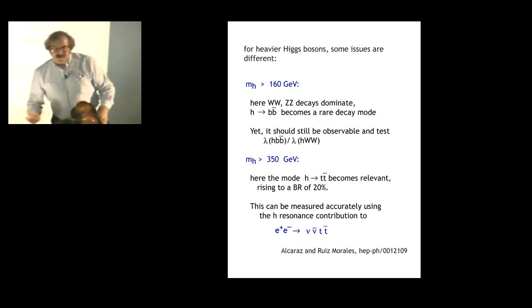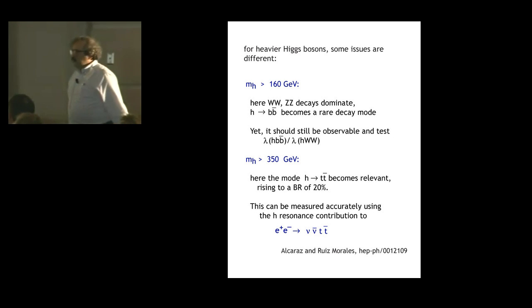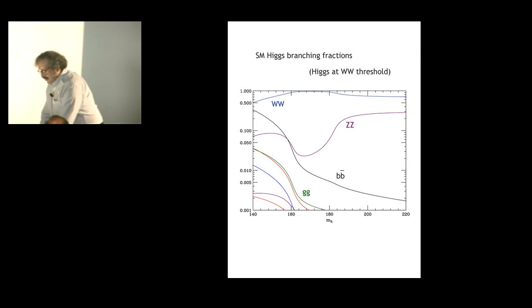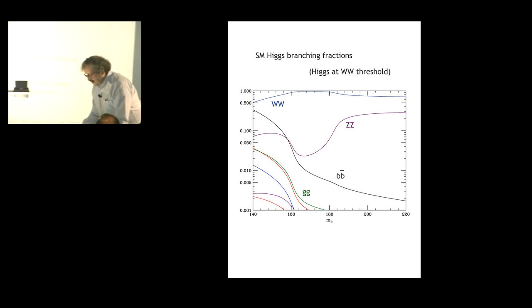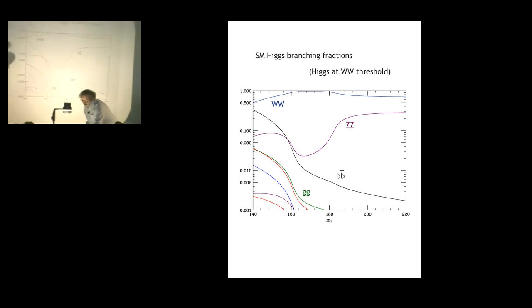For heavier Higgses, I just want to say a few words. There certainly has been much less simulation work on heavy Higgses, but there are some interesting things to say. The phenomenological picture is quite different. So here is that same set of branching ratios, but now in a different slice of the standard model Higgs mass, from 140 to 220. You see here, the WW mode of the Higgs becomes dominant. Above 180, the ZZ mode kicks in.